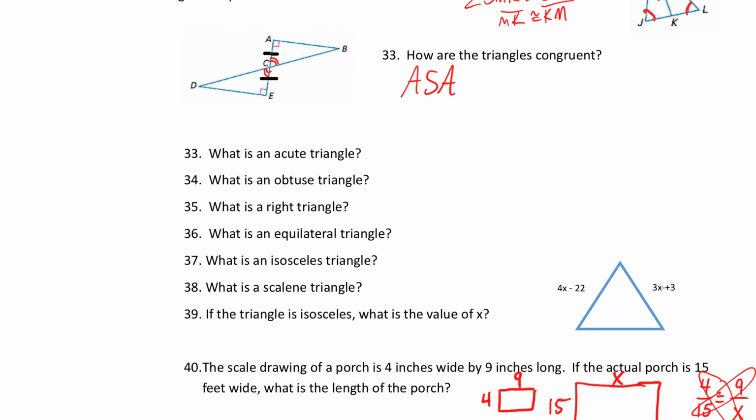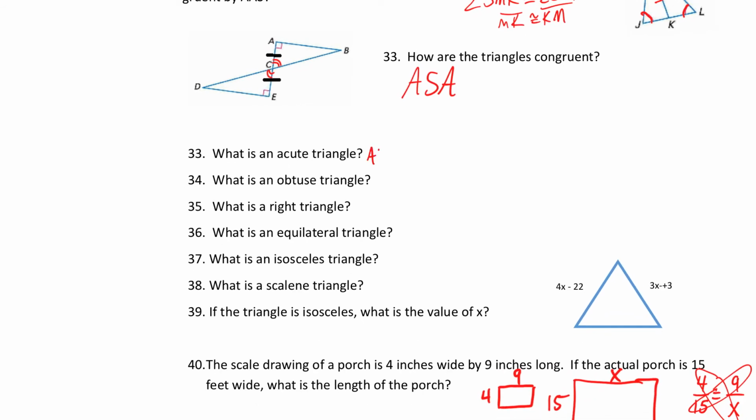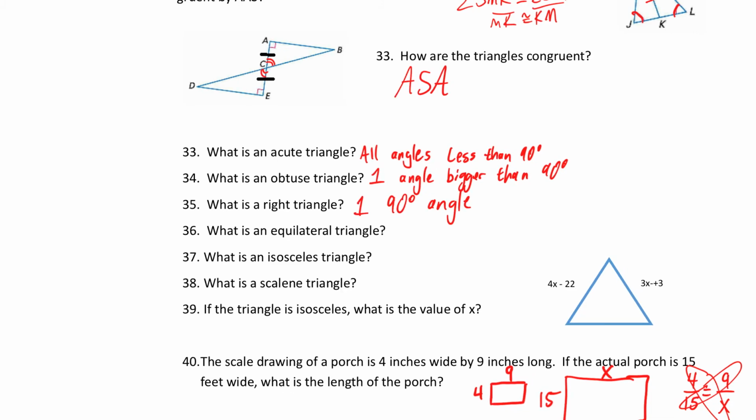Okay, what's an acute triangle? Angles 90 or less. Okay, all angles less than 90. Okay, what's an obtuse triangle? Okay, one angle bigger than 90. What is a right triangle? One 90-degree angle. What's an equilateral?